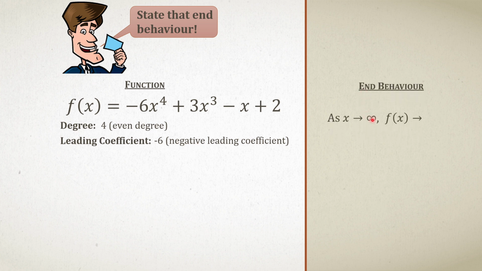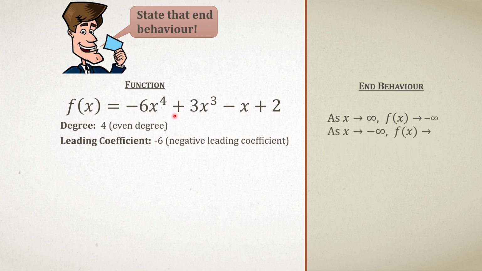Well, as x approaches infinity, what happens to this function? We need to look at this -6x^4. And because this is a 4, we're going to have the ends going in the same direction. Now, the big question is, is it up or down? Well, we have a negative leading coefficient, which means as x approaches infinity, -6x^4 is going to approach negative infinity here, which means that f(x) will approach negative infinity as well.